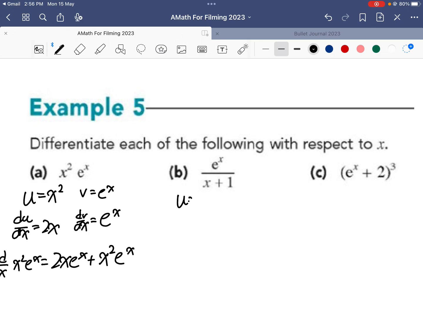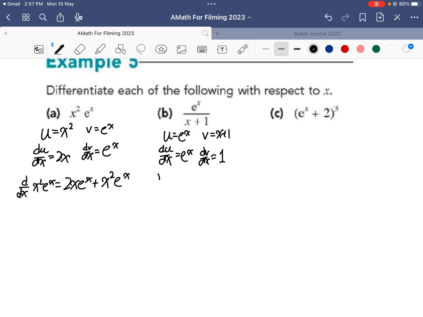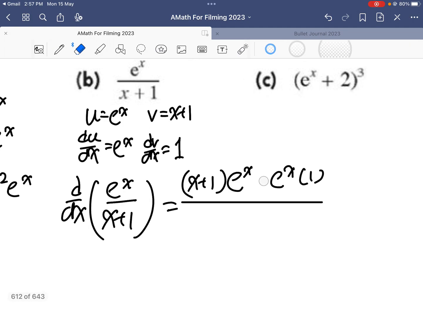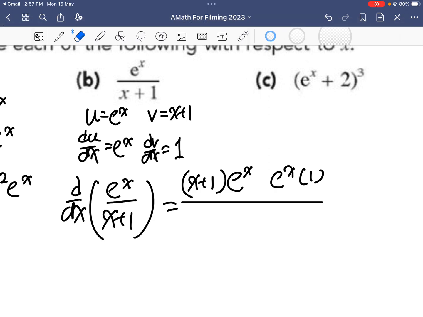5 part B, similarly, u over v, what we're actually applying here will be the quotient rule itself. So if u is e to the power of x, differentiating u with respect to x is still e to the power of x. v is x plus 1, differentiating v with respect to x, you get 1. Hence, if I am differentiating with respect to x, e to the power of x over x plus 1, what I have is v times du/dx minus u dv/dx, divided by v squared, which is x plus 1 squared.